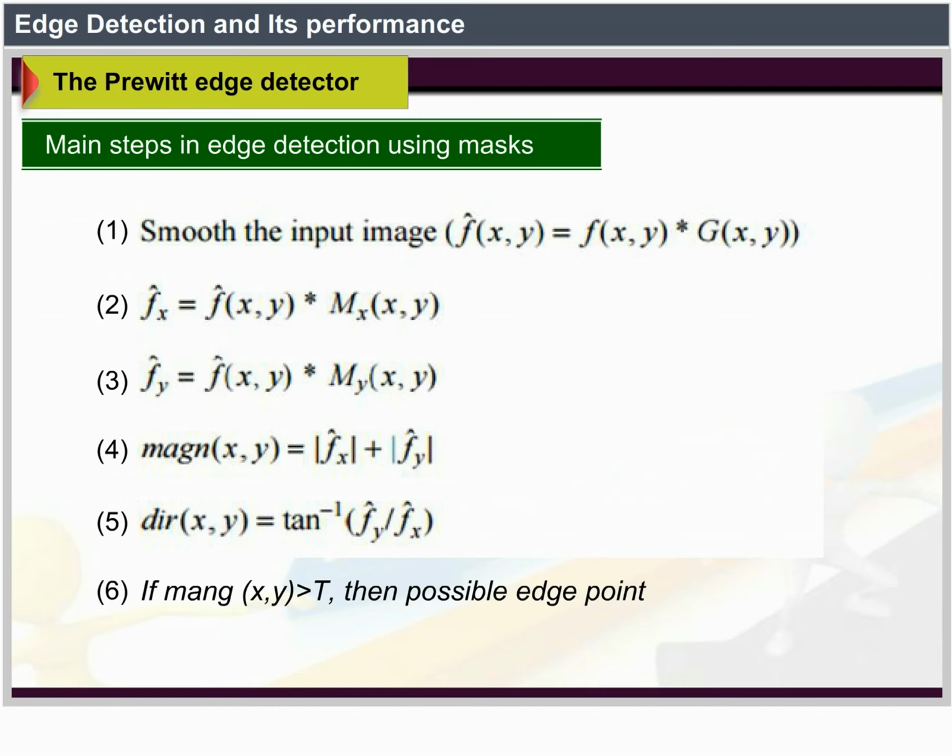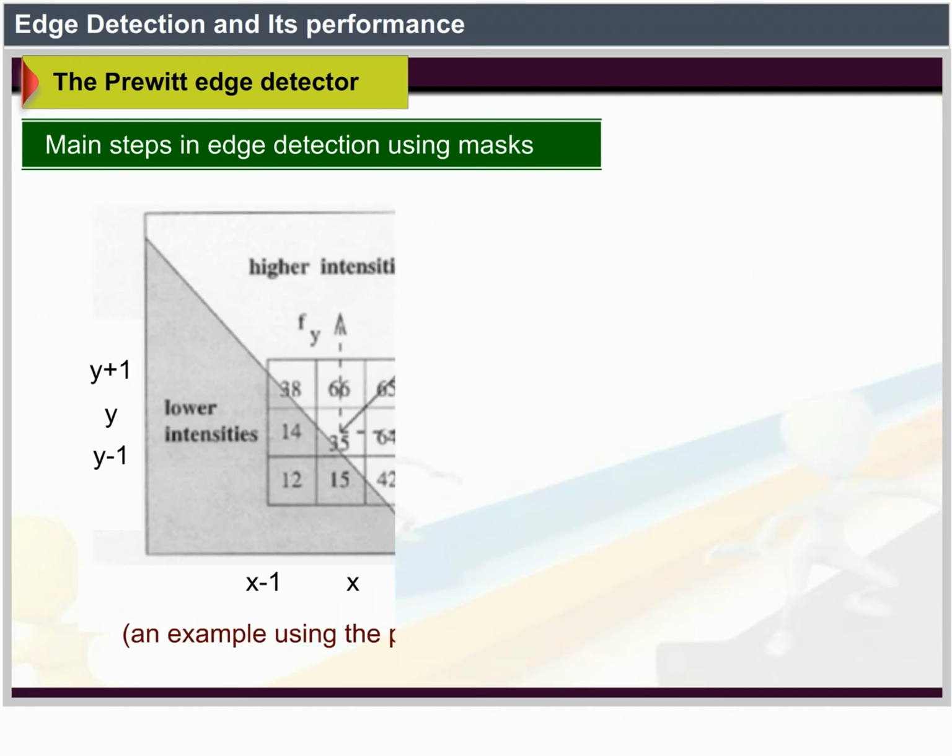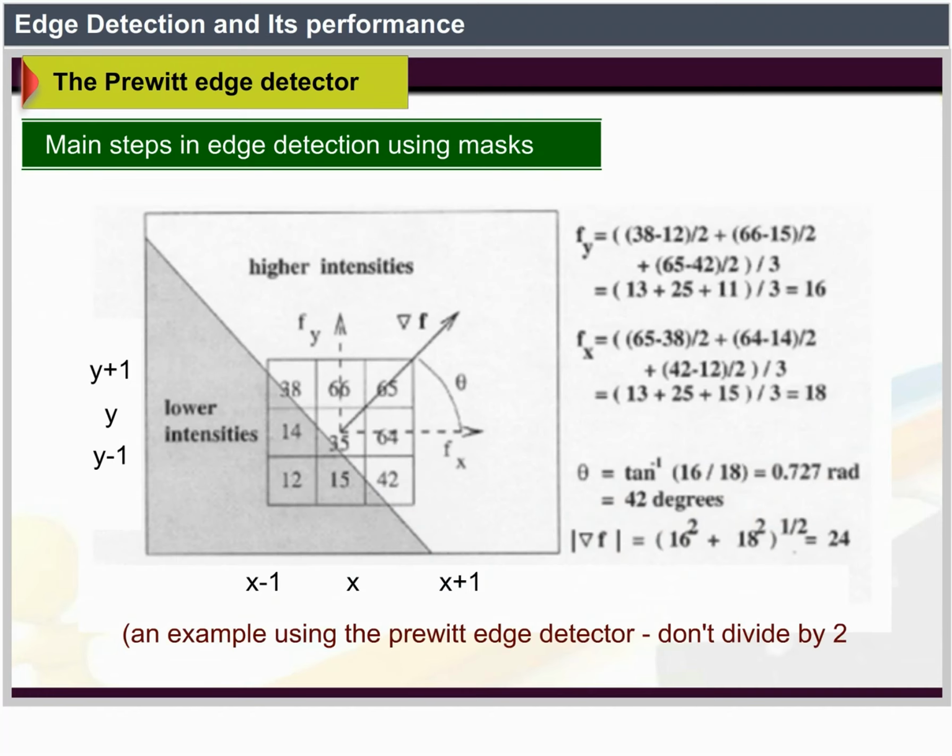Step 5. Direction of x, y equals tan to the power of -1 of f cap y by f cap x. If magnitude x, y is greater than t, then the possible edge point can be computed as shown on the screen. A comparison of various edge detectors without filtering can now be seen.